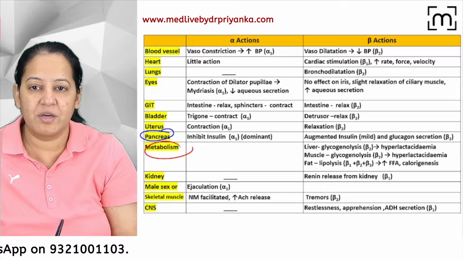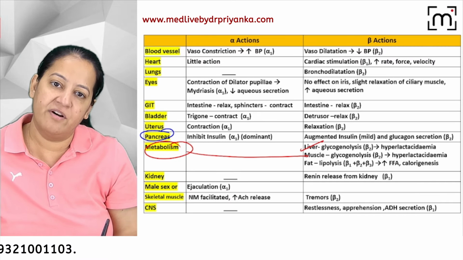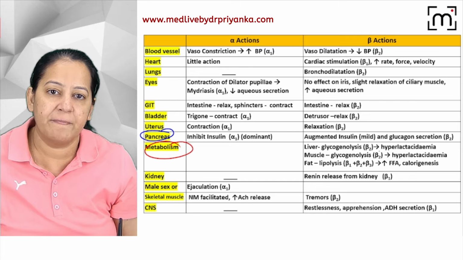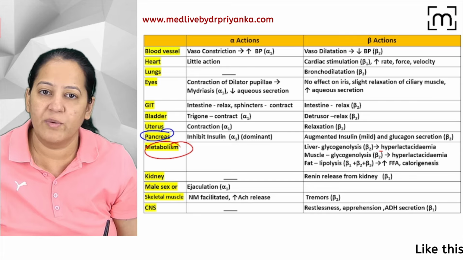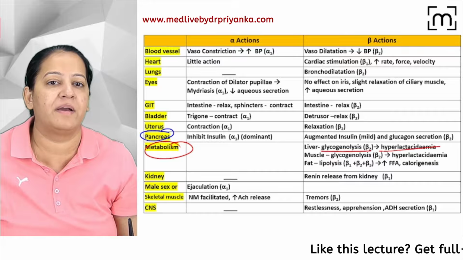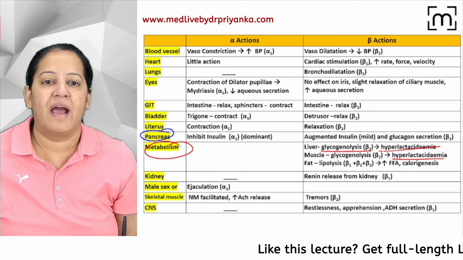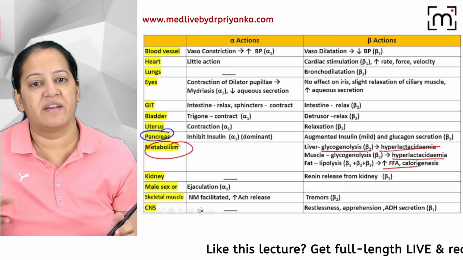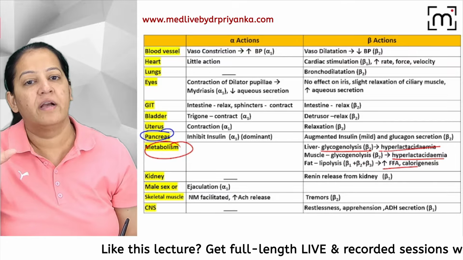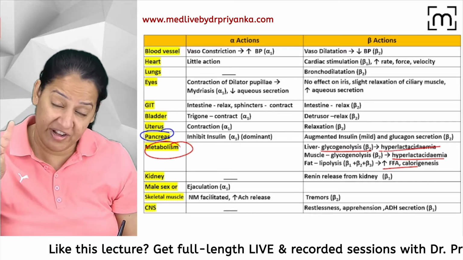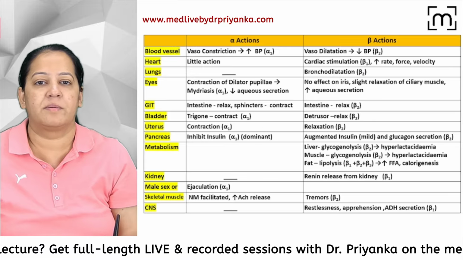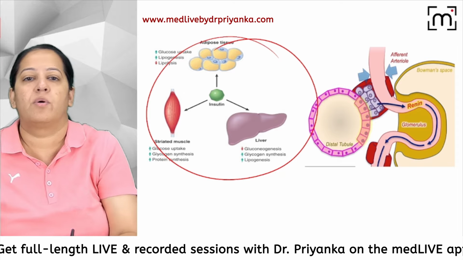Now coming to the next, metabolism. In the metabolism, in the liver, muscle and fat, you can see in the liver it is doing glycogenolysis and converting the glycogen into glucose, so hyperglycemia, hyperlactacidemia, and increased fatty acids. So it is degrading everything, the glucose, the glycogen, the lipid. So glucose level will rise, free fatty acid level will rise, and lactic acid level will rise. So that is the effect of these drugs on metabolism.